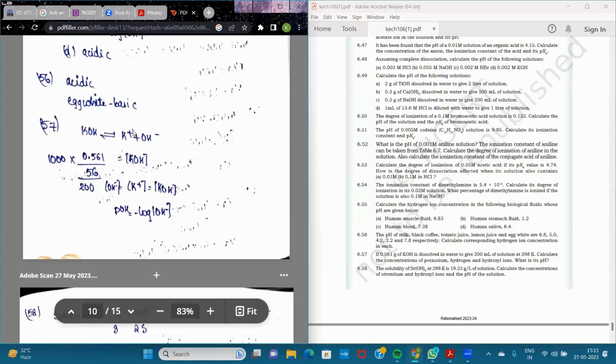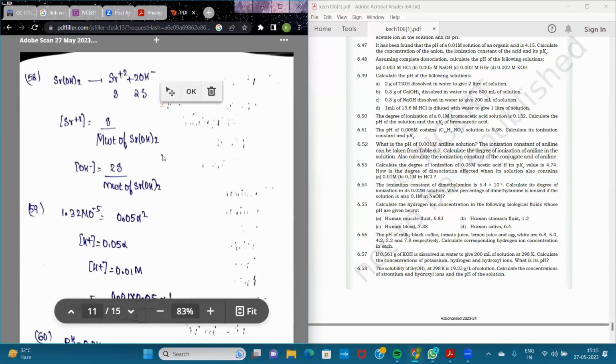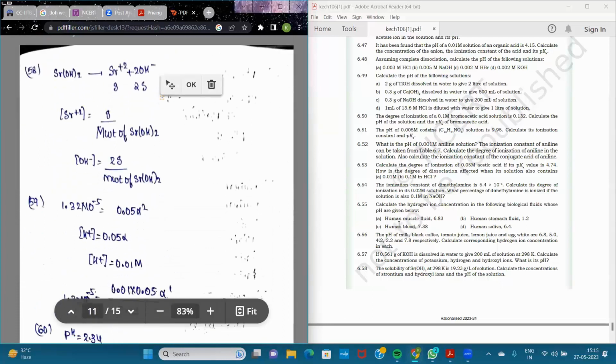56th question, the pH of milk, black coffee, tomato juice, lemon juice and egg white are given respectively. Calculate corresponding hydrogen ion concentrations. Here we can find the hydrogen ion concentrations directly by doing pH equals minus log H plus. By finding the antilogs, you can easily find the hydrogen ion concentration. And we'll go to the next question.